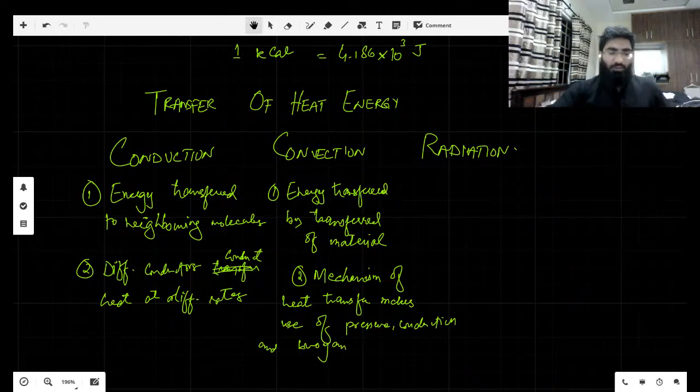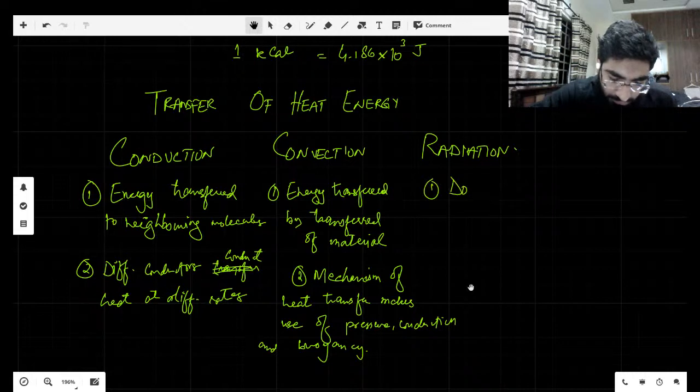The third method of heat transfer is what we call radiation. The striking thing about this particular method is that it does not require a medium to transfer heat.